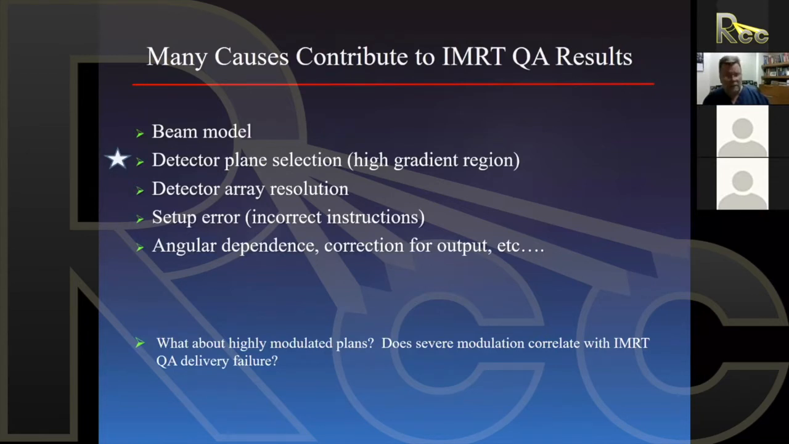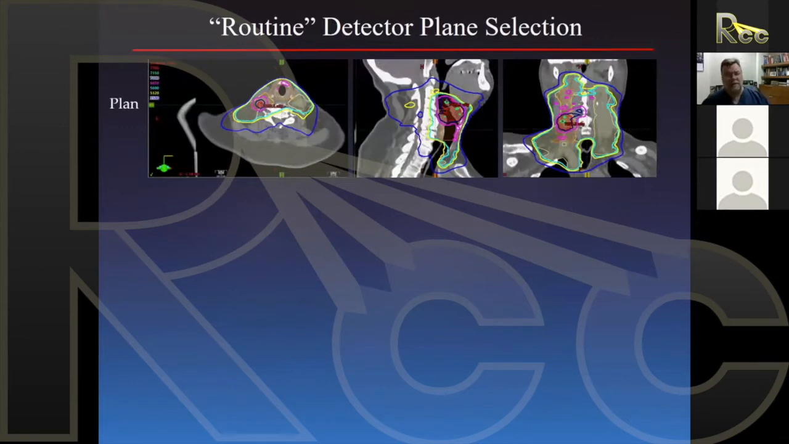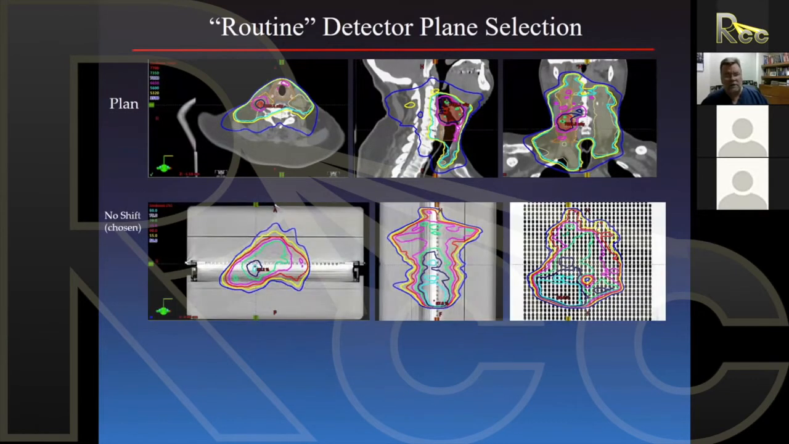As I said, for the detector array resolution, we're going to rely primarily on interpolation. Setup errors, we're going to talk about, but I'll talk a little bit about the highly modulated plans as well. So, routine detector plane selection. Here's a treatment plan where you see the axial, sagittal, and coronal distribution, with no shift, meaning that we've just calculated the dose using the isocenter of the phantom and the isocenter of the actual patient being coincident, right?